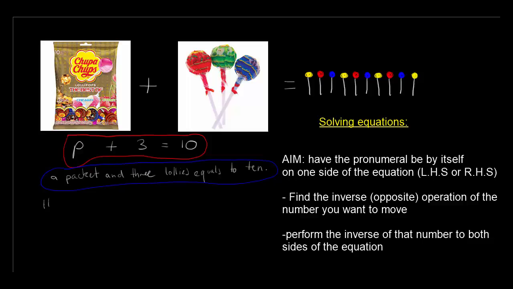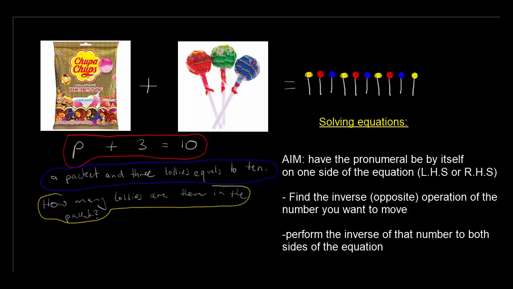So how many lollies are there in the packet? That is the actual thing we're trying to solve. That's why we're solving the equation, to figure out the number of lollies in the packet. So how many lollies are there in the packet? That's going to be our mission by the end of this. That's the question we're trying to solve. Right? And when we're trying to solve equations, that's what we do. We try to find some unknown. In this case, our unknown was the number of lollies in that packet.